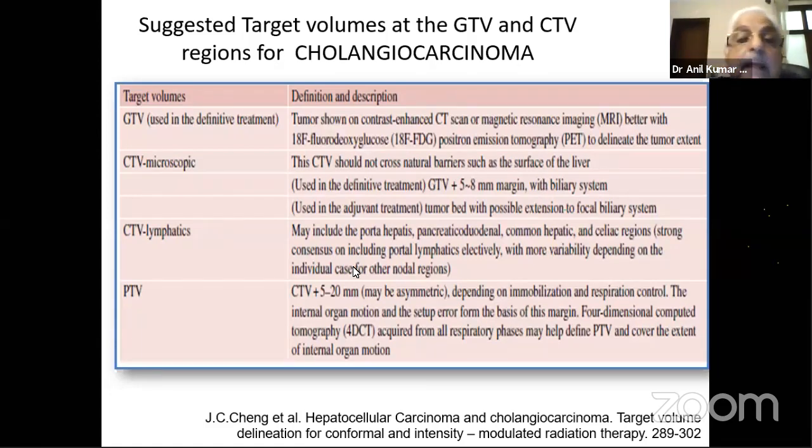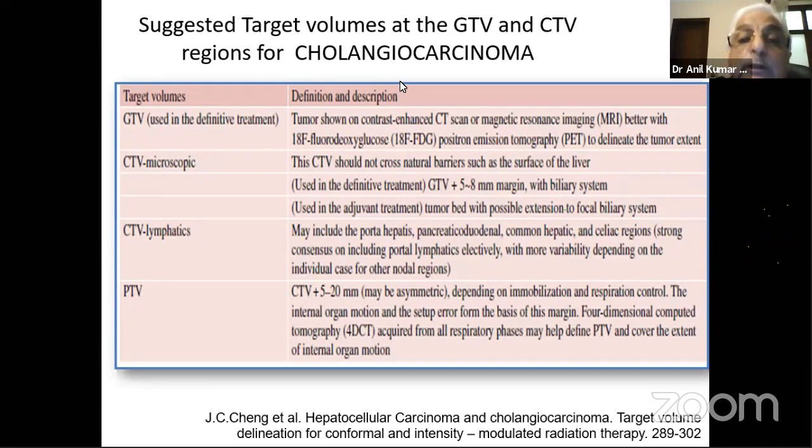But here you have to take it in cholangiocarcinoma. So gross tumor is whatever is visible. If you are treating this patient without surgery upfront, which is not usually the case, usually they will come to you after surgery. But if the patient has come to you before surgery, whatever the tumor is visible on contrast enhanced scan or MRI, considered better, or taking help of the PET scan, that will be your GTV. However, if the patient is coming to you after surgery, then this becomes like a ghost GTV because you have to have a tumor bed from where the surgery was done.